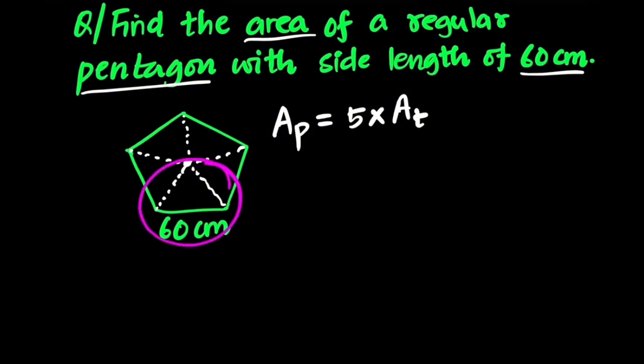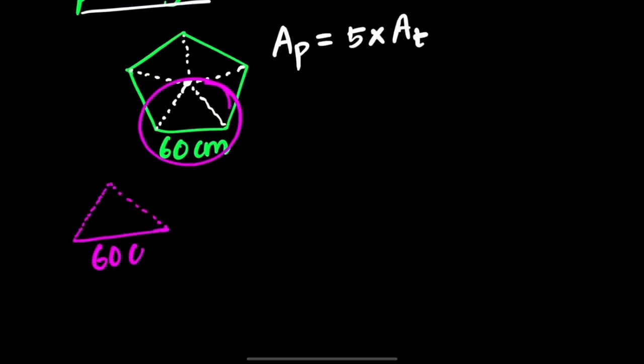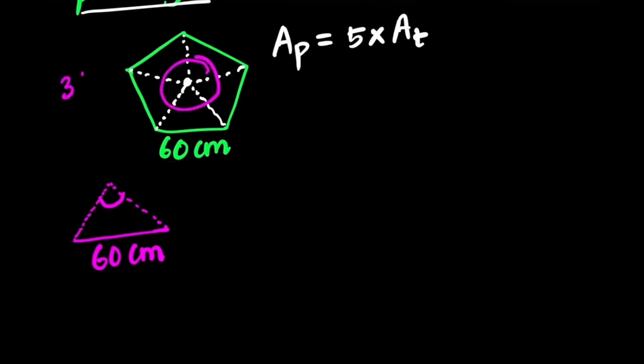So let's take out this triangle separately. The base of this triangle is 60 centimeter. Let's figure out what is the angle here. Since this pentagon forms a circle at the center, and a circle means 360 degrees, the angle for each triangle will be divided by the number of triangles. So 360 degrees divided by 5 equals 72 degrees. So the angle here is 72 degrees.